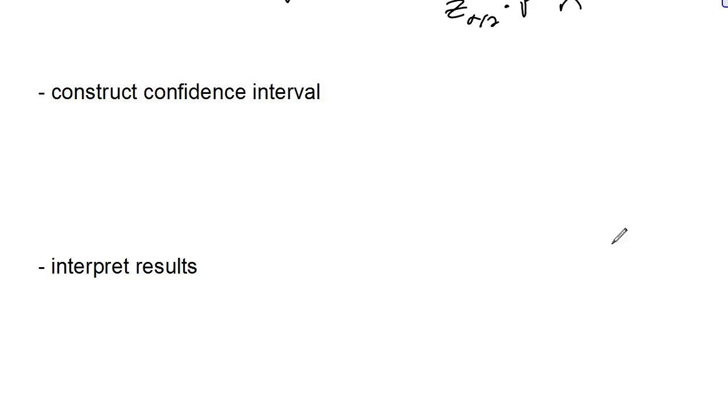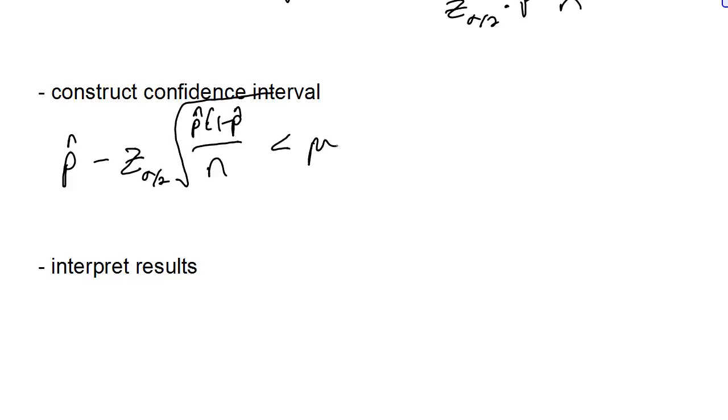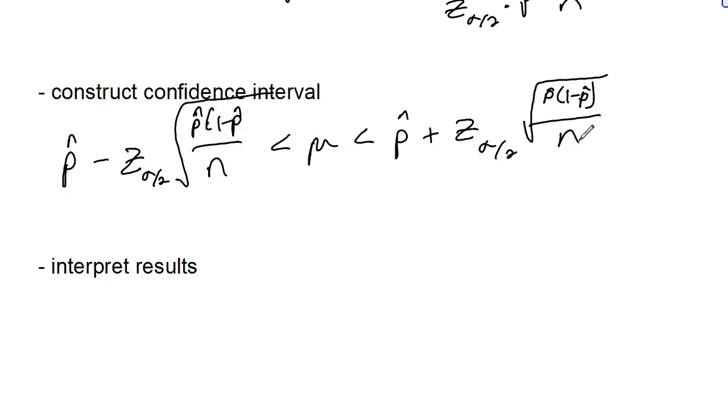And then we're going to construct the confidence interval. Here we're using P hat because that is the same thing as our sample mean, minus my margin of error, z alpha divided by 2 times the square root of P hat times 1 minus P hat divided by N. And we do the same thing on the other side, except we're adding z alpha divided by 2 times the square root of P hat 1 minus P hat divided by N.